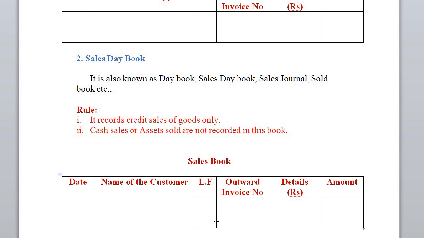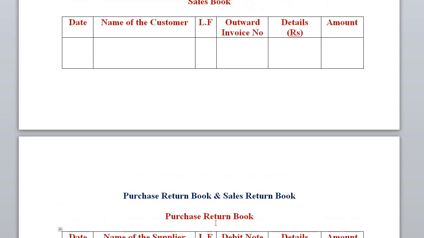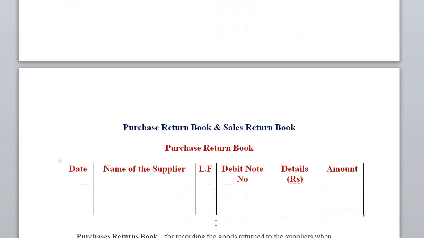In the purchase book, we mention the name of the supplier. In the sales book, here we are mentioning the name of the customer. Whereas in purchase book, there is an inward invoice number, in the sales book, there is the outward invoice number. Let us see the next book, purchase return book.